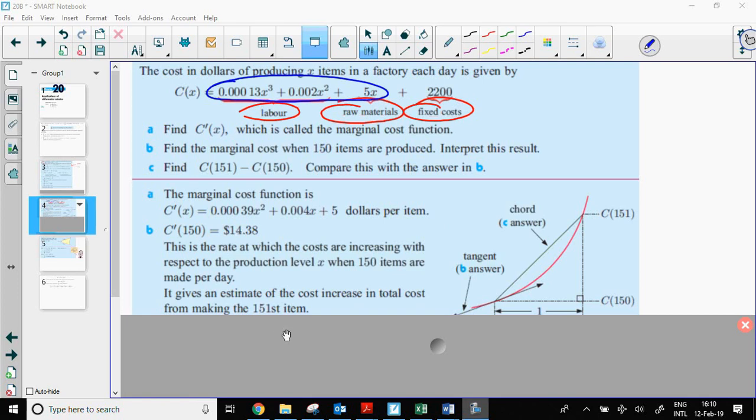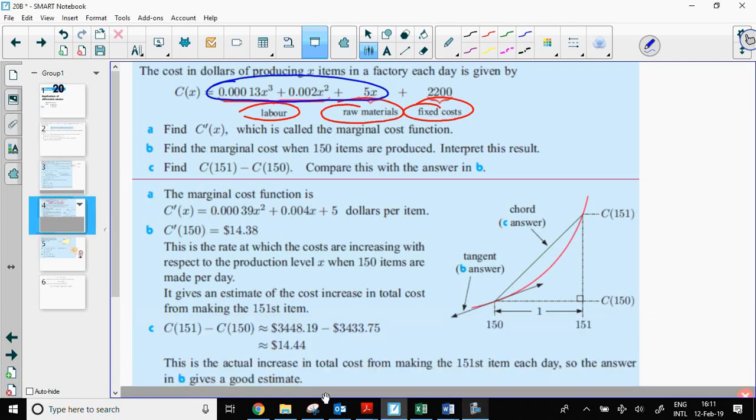Compare that to the actual increase in cost, because that's actually what we're going to calculate here in part C. C of 151, so the cost of 151 items minus the cost of 150 items, that gives us just the cost increase for that one extra item, and it's 14.44. That's really close to our estimate.